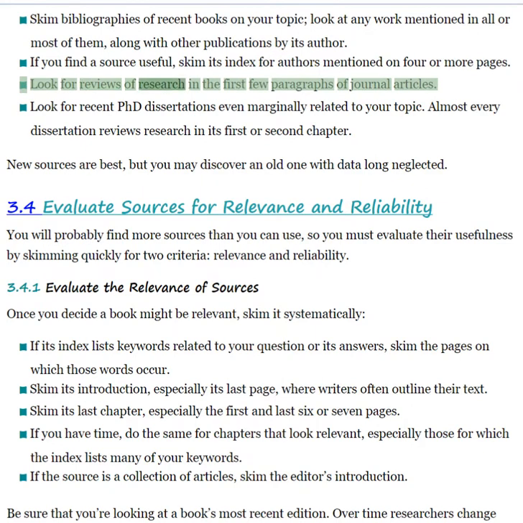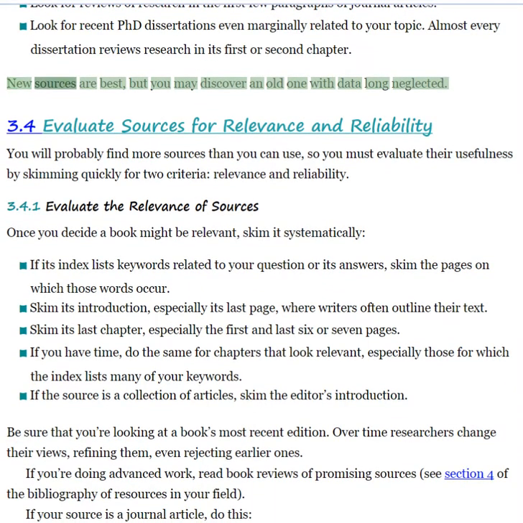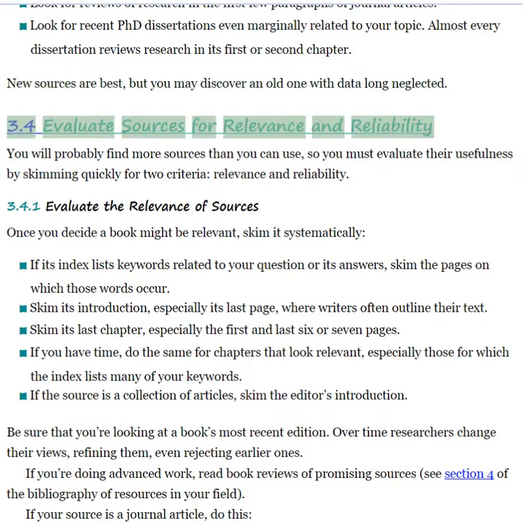Look for reviews of research in the first few paragraphs of journal articles. Look for recent PhD dissertations even marginally related to your topic. Almost every dissertation reviews research in its first or second chapter. New sources are best, but you may discover an old one with data long neglected.